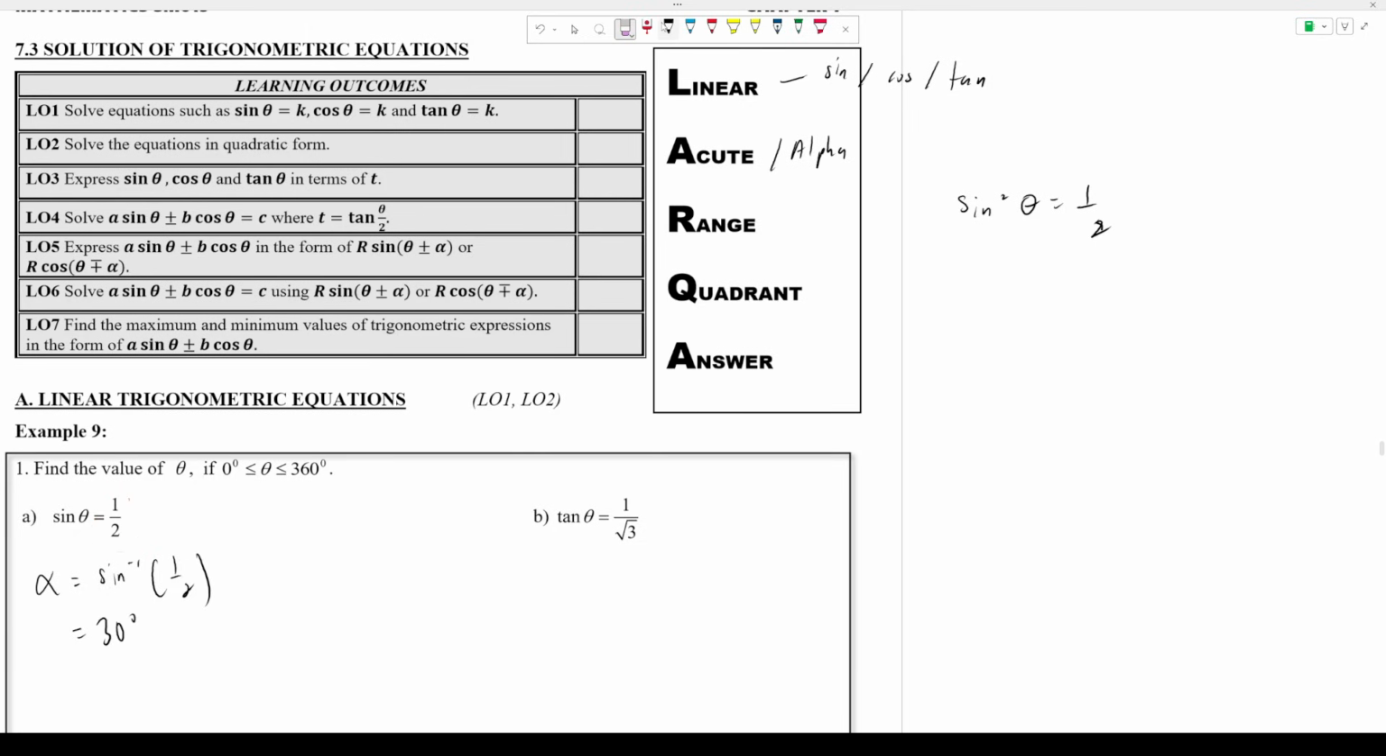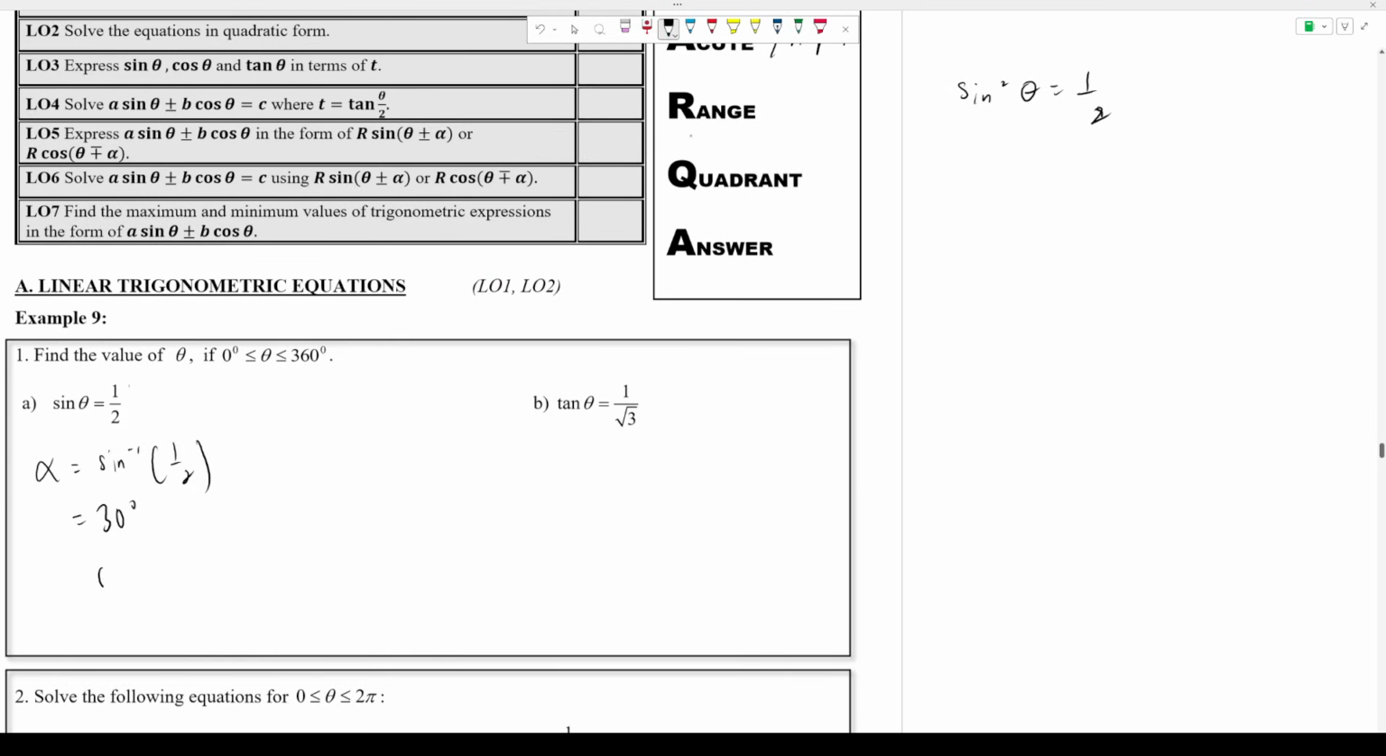Next, range. For range, you refer to the question. The question asks for theta from 0 to 360, so you just copy it: theta is between 0 degrees and 360 degrees. So this is L, this is A, this is R.